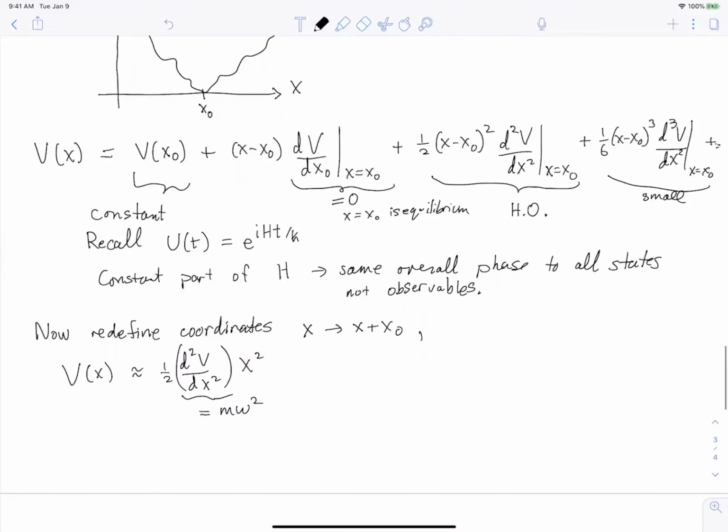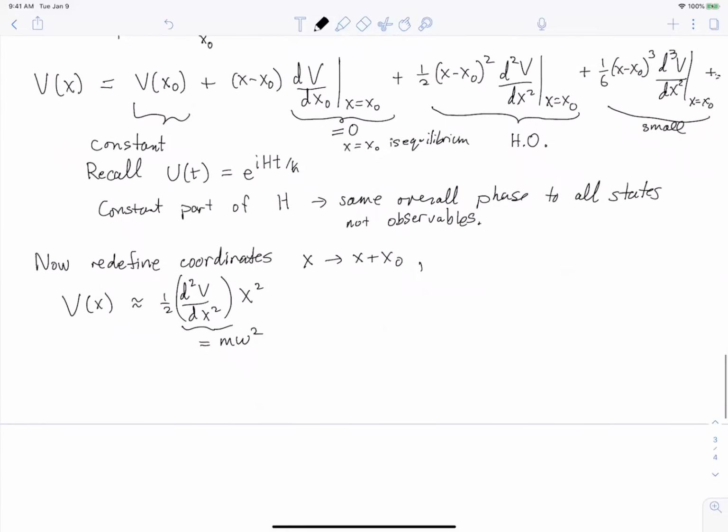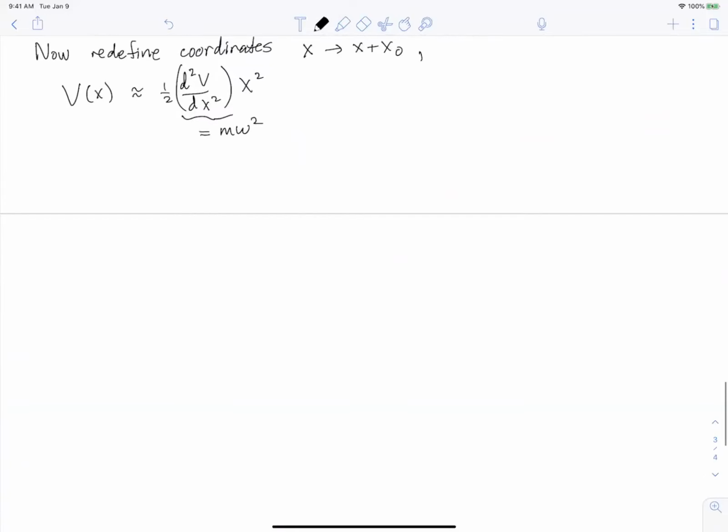And so from that, we get that any system that obeys these properties, of being able to expand in a Taylor series and being able to drop small terms, is approximately a harmonic oscillator. All right, now that was in one dimension, and in three dimensions things are a little bit more complicated, but in the end, everything works out the same. So let's go through that.